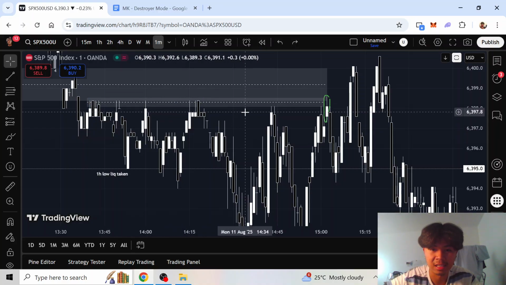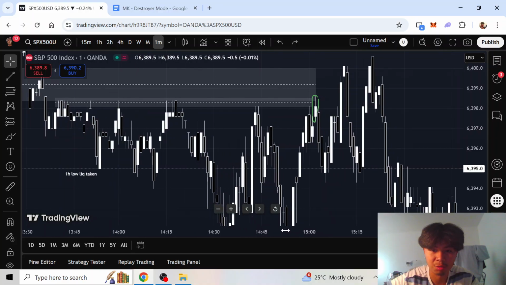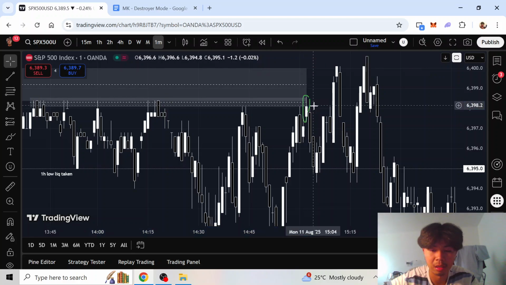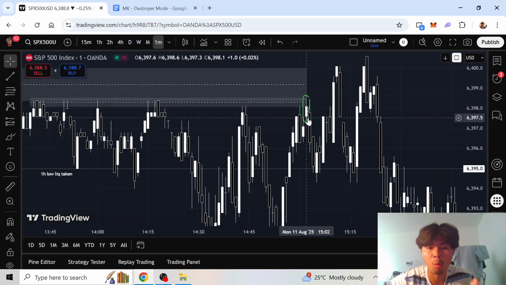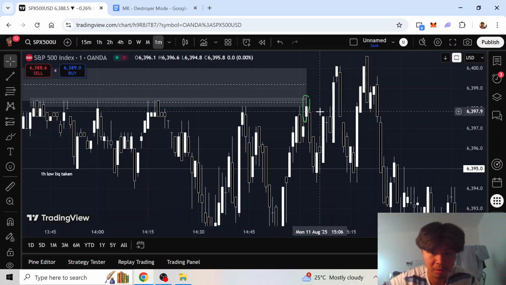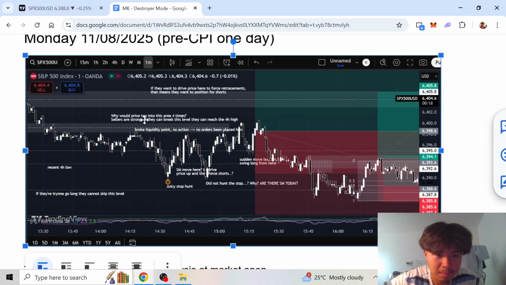Because when a lot of liquidity is sitting there, when price reacts off of it, there would be a larger volume than this candle. The smart money people will want to drive price into a level so that it automatically reacts, because there are resting orders there. This level, there was no resting order, as I said here. Why would price tap into this area 4 times? Sellers are strong. If they can break this level, they can reach the 4-hour high. Broke liquidity point, no action. No orders been placed here.